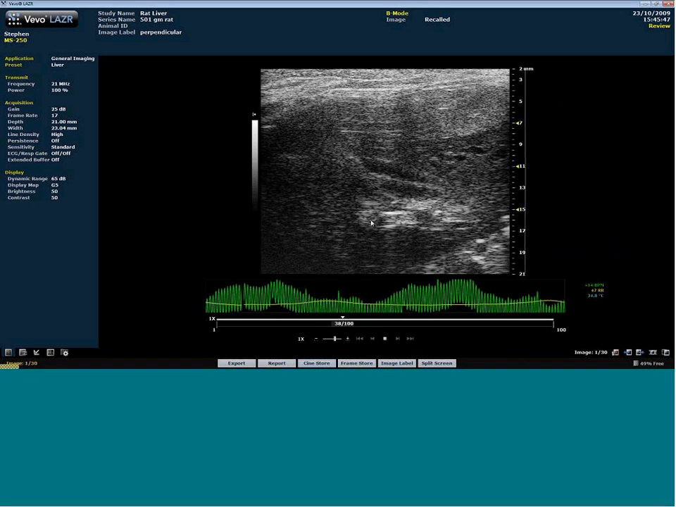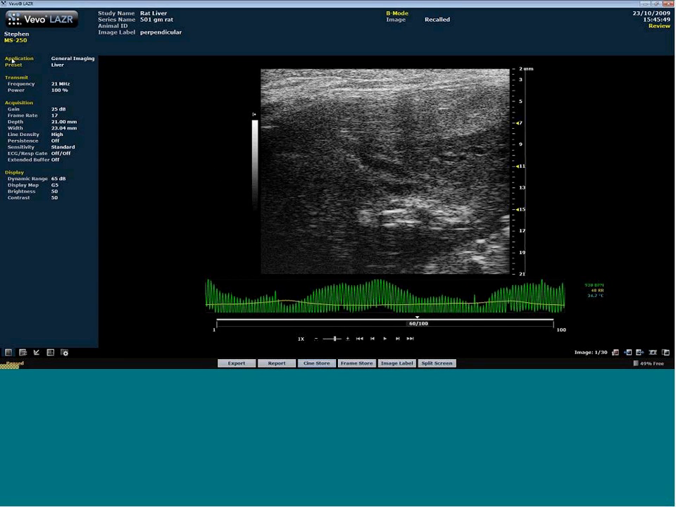Okay, so when we do rat imaging, we use rat cardio, and we usually use the MS-250. Obviously, this is a rat liver, but I just wanted to bring up this image to show the panel here. The MS-250 probe is a 21 megahertz center frequency probe.